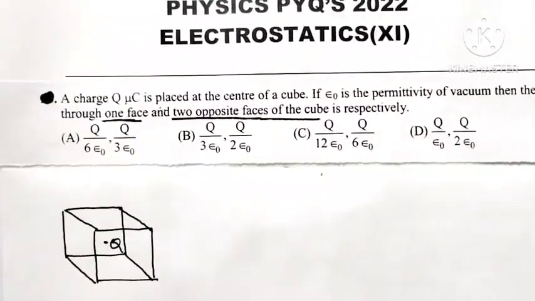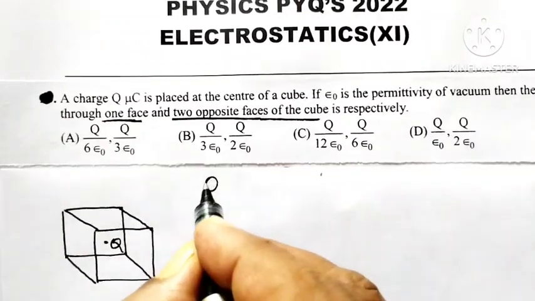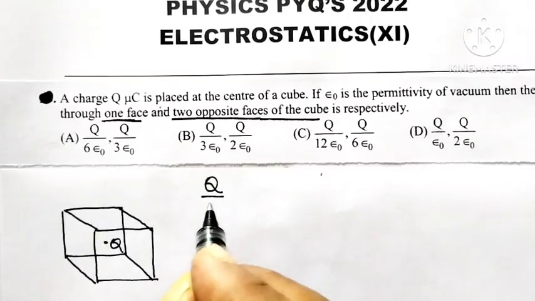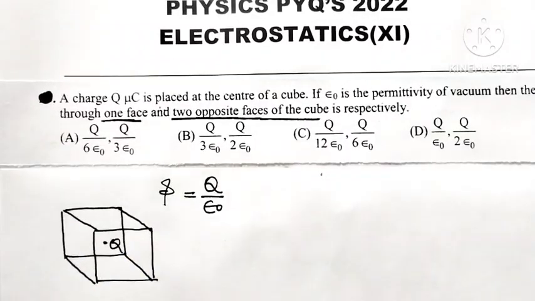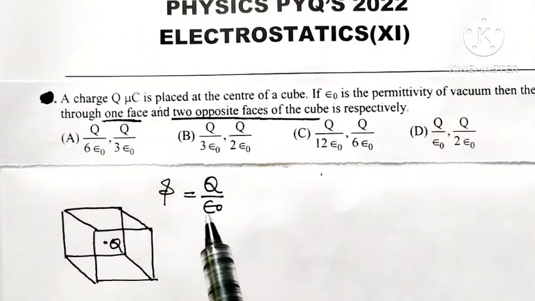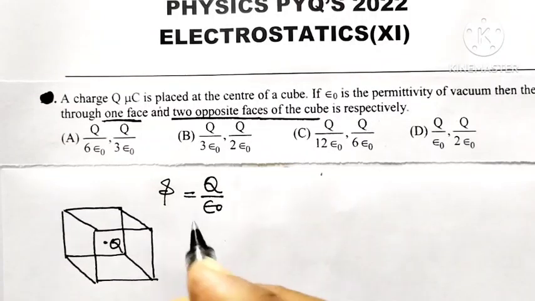Now, see here, we have charge q kept at the center of the cube, and a cube has 6 faces. As far as charge q is concerned, it produces q by epsilon 0 amount of electric flux, where epsilon 0 is the permittivity of vacuum. So, from the charge q, q by epsilon 0 amount of electric flux is produced, and that q by epsilon 0 flux will pass through all the 6 faces of the cube.